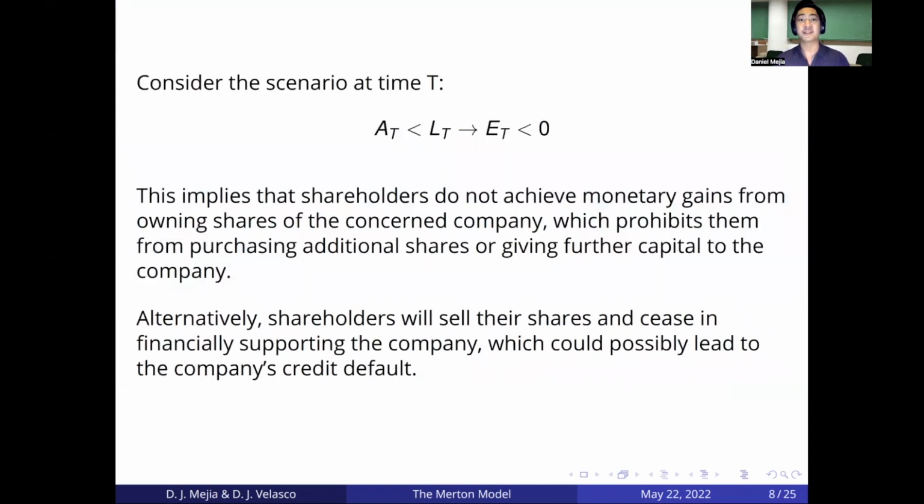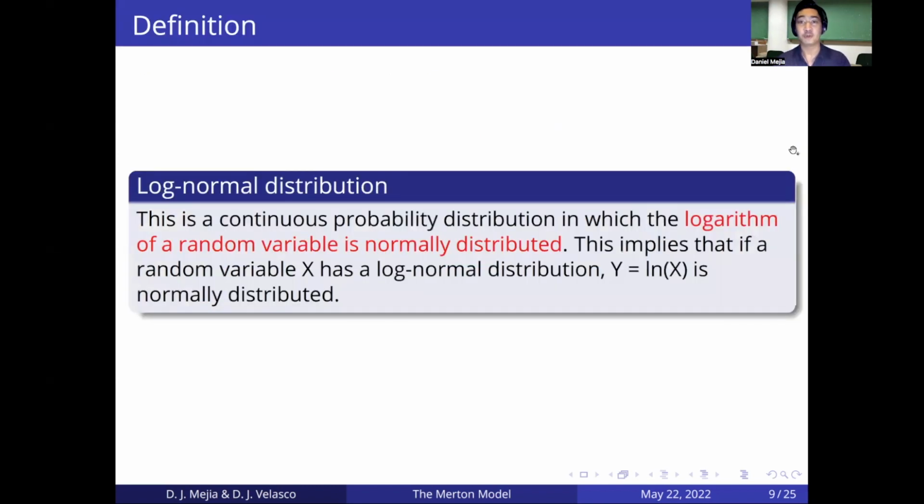Consider the scenario at time t, where the assets have less value than that of your liabilities, which equates to your equity being less than zero. This implies that shareholders do not achieve monetary gains from owning shares of the concerned company, which prohibits them from purchasing additional shares or giving further capital to the company. Alternatively, shareholders will sell their shares and cease in financially supporting the company, which could possibly lead to the company's credit default.